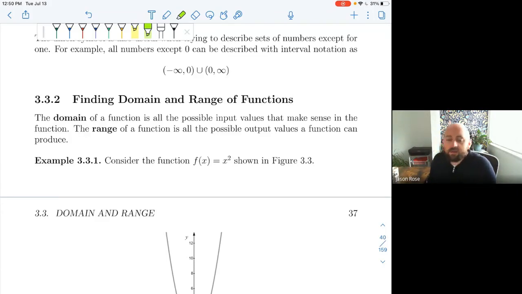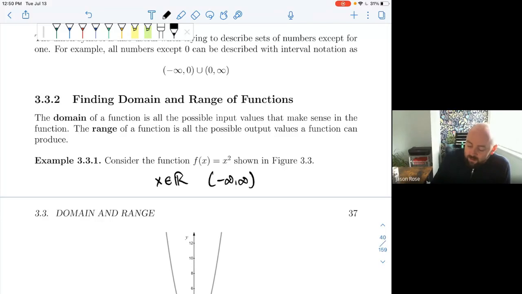x element of the reals. Okay, I see. You can write it as x in the reals like that. There you go, Evan. That's exactly what I'm looking for. -infinity to infinity. This is the notation that I want you to use going forward. So -infinity to infinity.